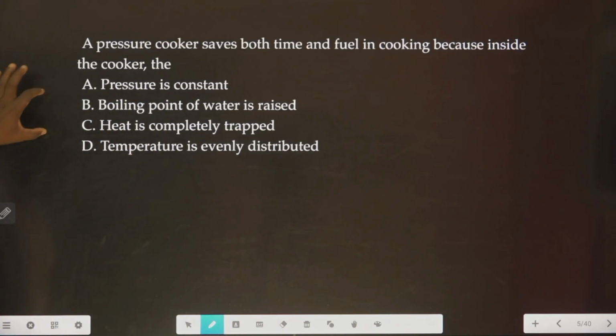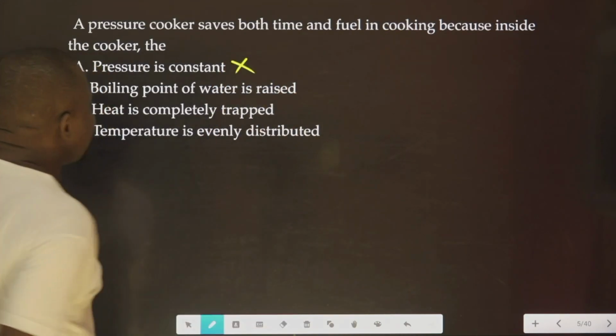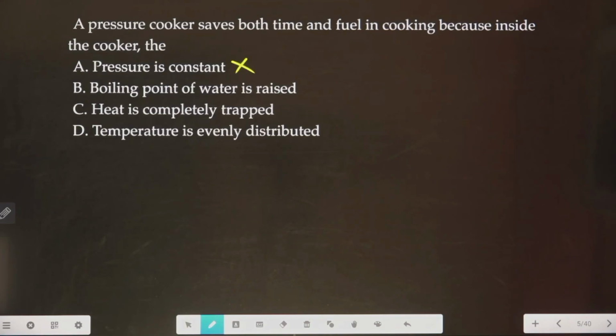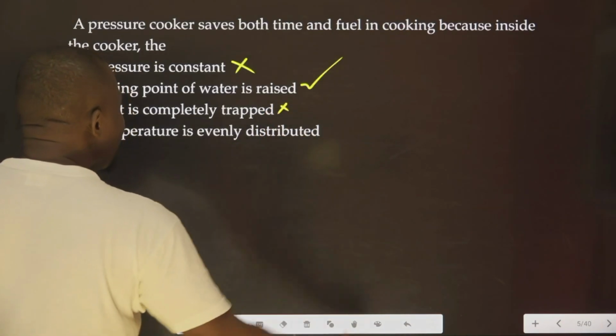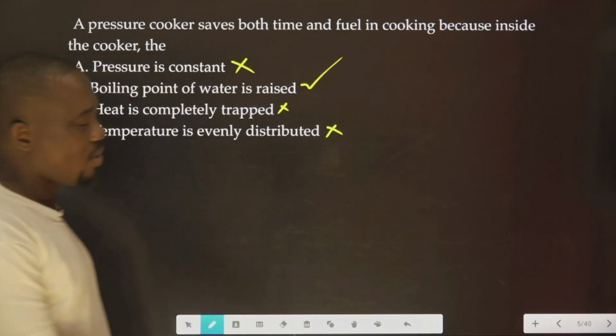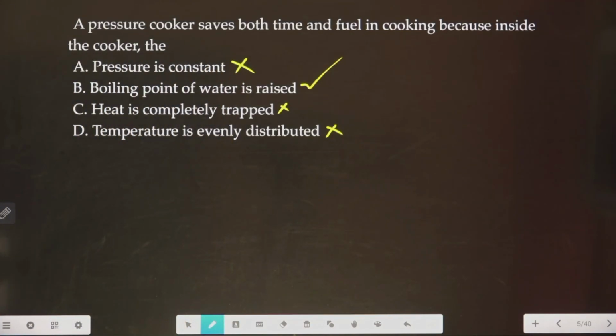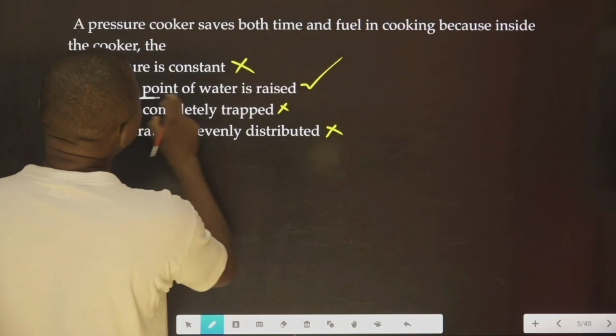Okay? Let's look at this. It says a pressure cooker saves both time and fuel in cooking because inside the cooker the pressure is constant. You can't say so. Boiling point of water is raised. Of course, boiling point of water is raised. It is completely trapped. So I can't actually say this is 100% correct. The temperature is evenly distributed. You can't actually say this too because it depends on what is inside. So the one that is mostly correct is the boiling point of water is raised.